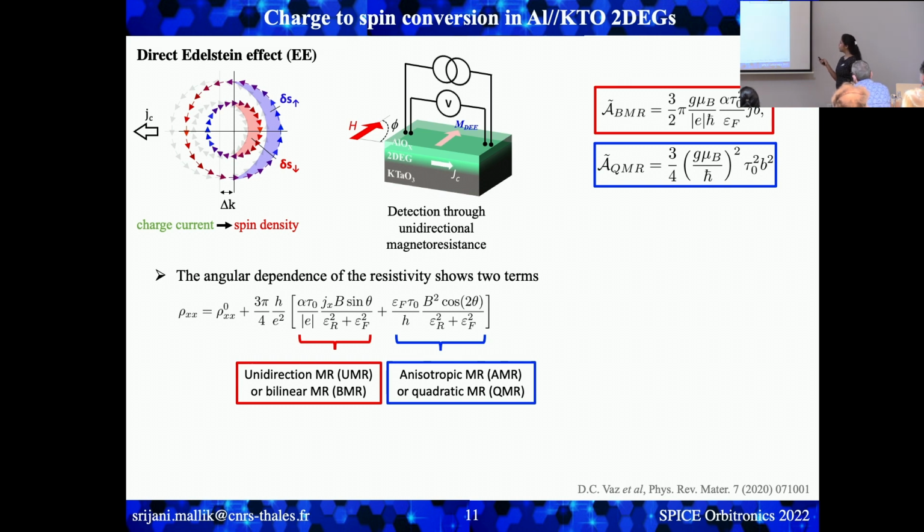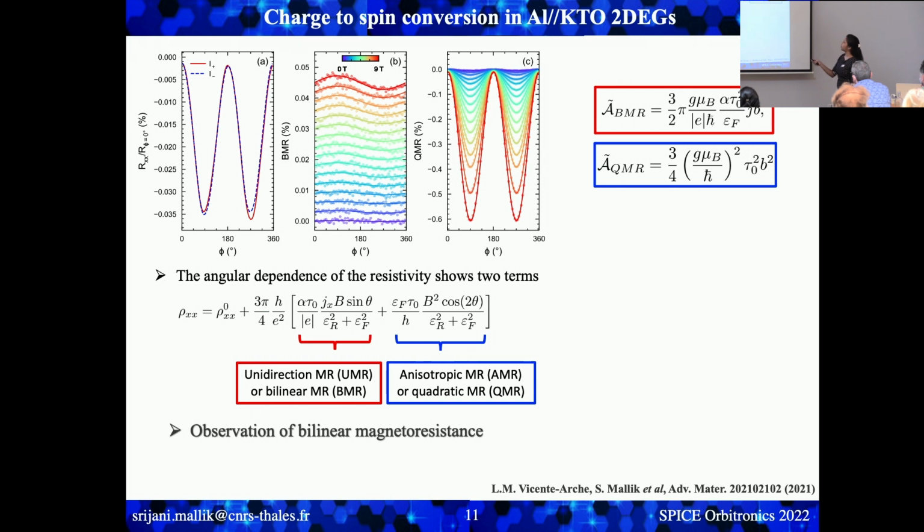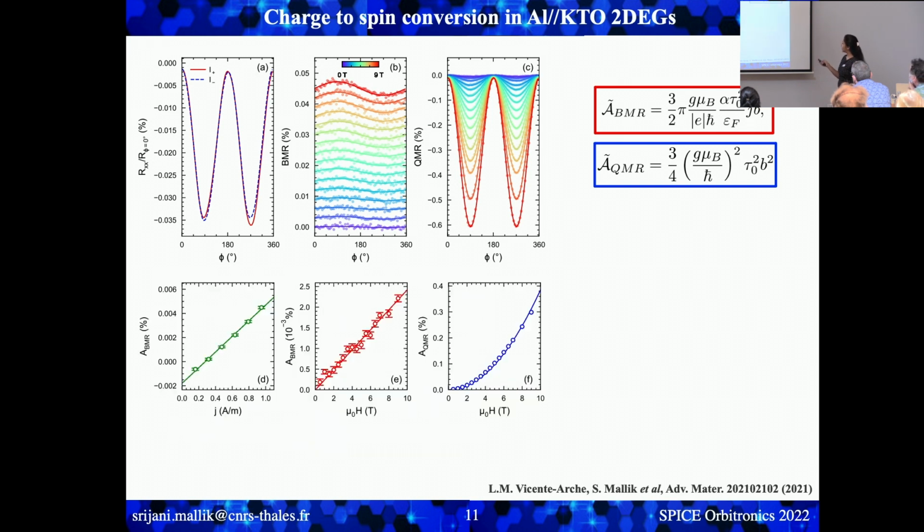So we did measurements in our sample, and we can see BMR really varies like sine theta, and QMR varies like cos 2 theta as expected, and also the coefficient of BMR varies linearly with both the current density and the magnetic field, and for QMR it varies quadratically with the magnetic field.